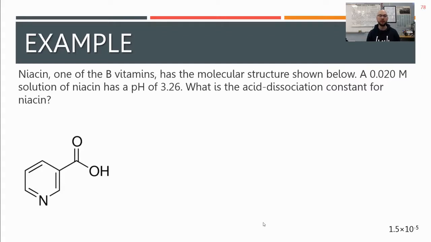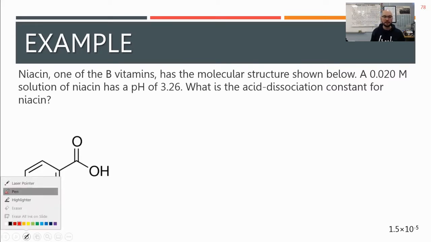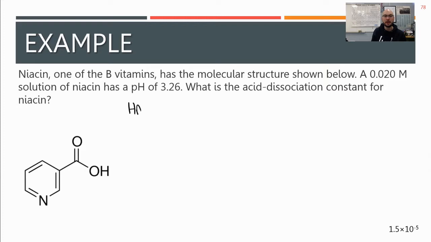Now, I could take this formula or this model and figure out how many carbons and hydrogens are involved, but I'm just going to use the generic form of acids, which we should recognize as being HA. So HA represents niacin aqueous, decomposes into H plus ions and A minus ions.